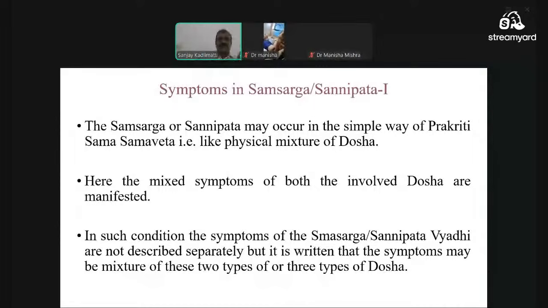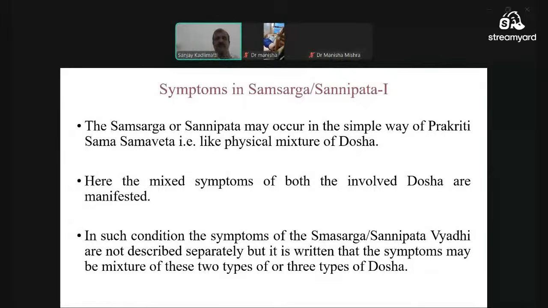Here what happens is, the mixed symptoms of both the involved doshas are manifested. You can divide, these are the Vata symptoms, these are the Pitta symptoms. Kruksha, Shava, Aruna Varnata are Vata symptoms. Then Atisveda, Daha, these are the Pitta symptoms, like that. In such conditions, the symptoms of Sannipata and Samsarga Vyadhi are not described separately.